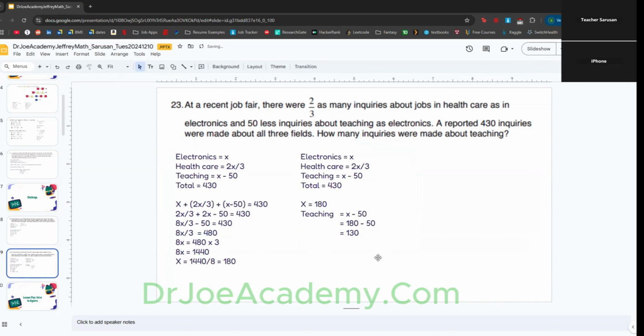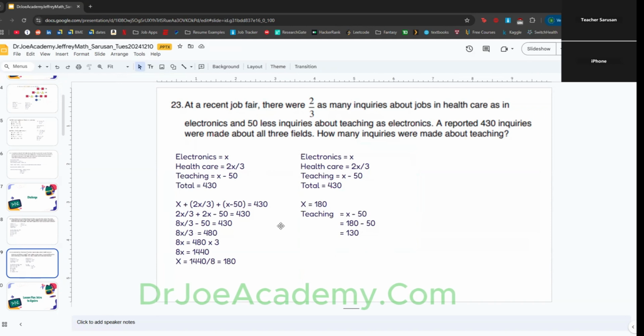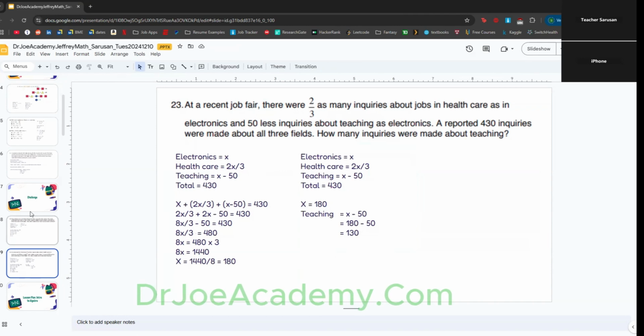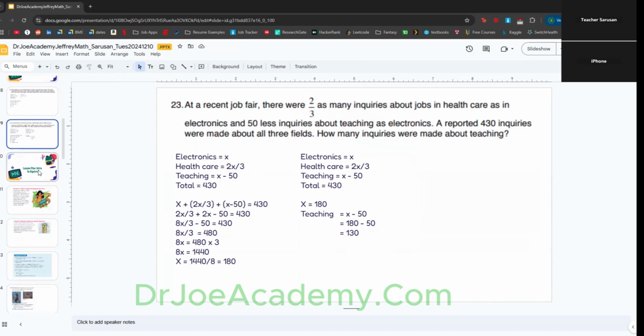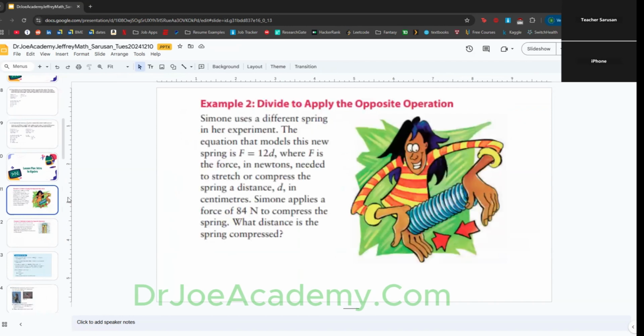Let me just delete that. All right, so I think that's about it for this question here. Are there any questions about our solution? No. All right, perfect. So let's go back to our lesson plan here. Looks like all we're going to do for today's lesson is mostly just single operation algebra.